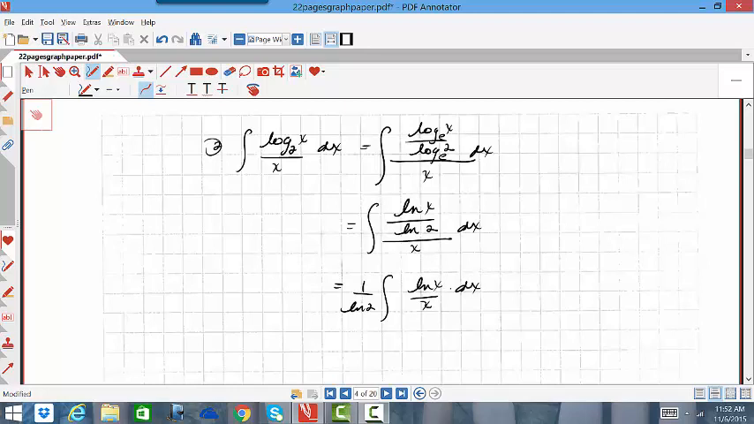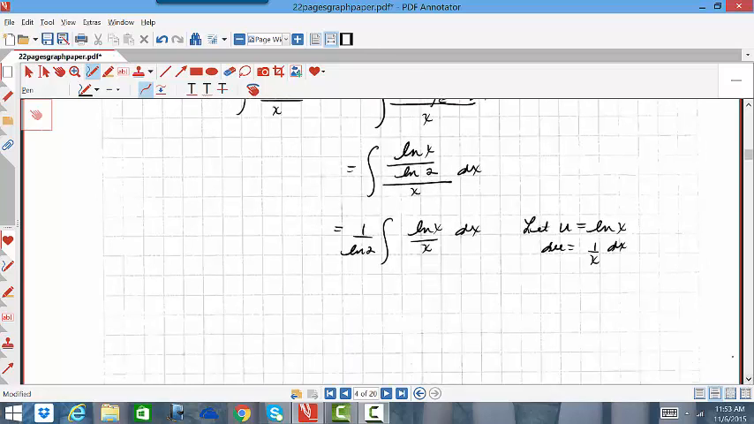It seems like a lot of work. Okay, that's where the change of base comes in. We changed it to the natural logarithm. So now let's use substitution. Let u equal the natural log of x. Then du will equal 1 over x dx. So now we have this constant out front, 1 over the natural log of 2, and the natural log of x is u, and then du is 1 over x dx. So this is just u du. Well, that makes it pretty easy.